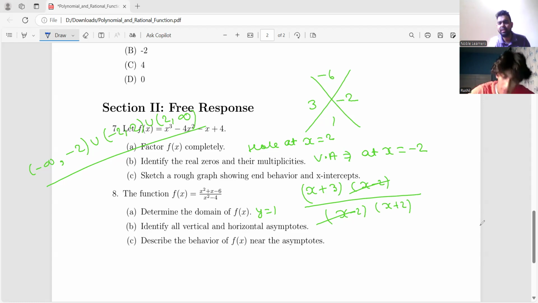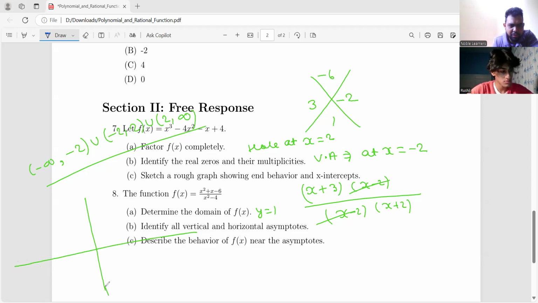You just have to take care of your horizontal asymptote, because your graph is always going to reach the horizontal asymptote no matter what. If you make a rough graph of this, how will it look? You have a horizontal asymptote at y equals 1, so you draw y equals 1. And then x equals negative 2 is my vertical asymptote, like that.